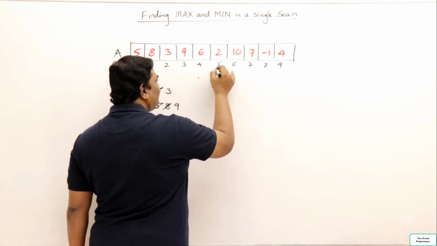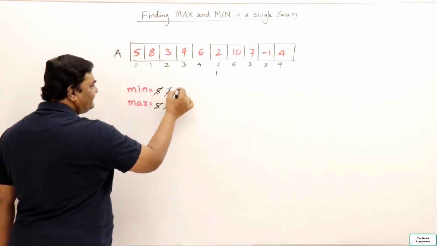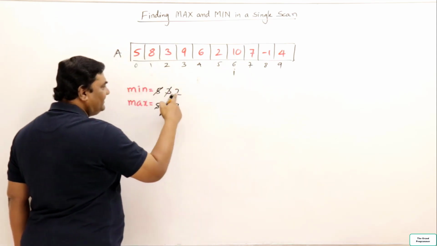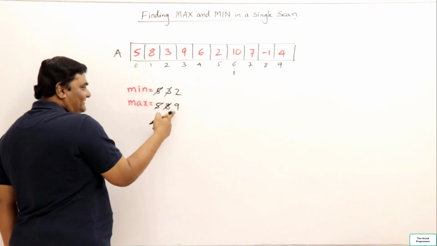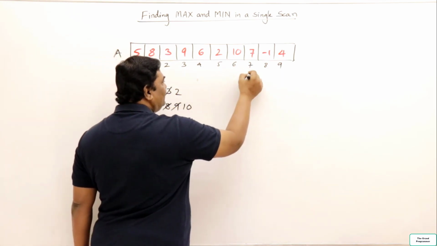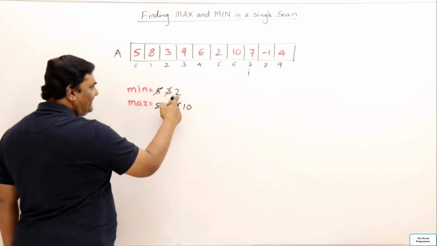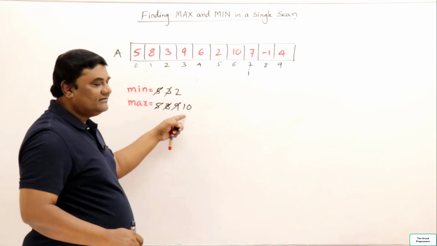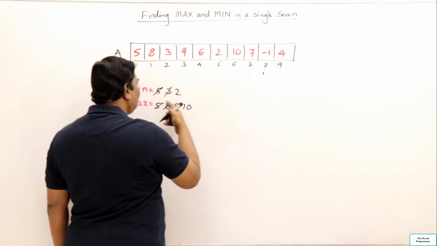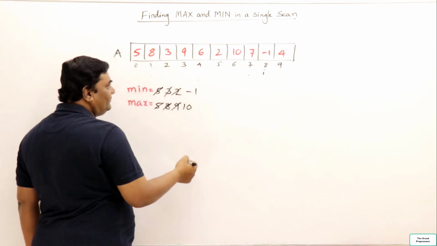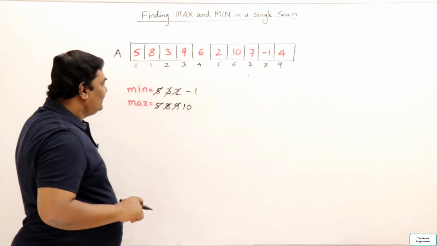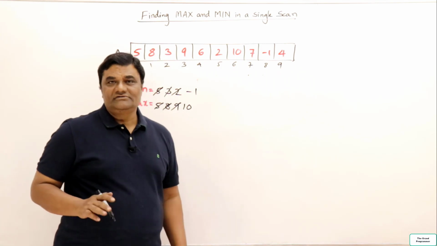Next, go to the next element. 2. Is it smaller than min? Yes. Modify it. The next element, 10. Is it smaller than min? No. Then check, is it greater than max? 10 is greater than 9. Yes. Modify it. Then 7. Is it less than min? No. Check then, is it greater than 10? No. Then go to the next element. Is it smaller than min? Yes. Minus 1. Modify min to minus 1. Then next, this one. Is it smaller than min? No. Check, is it greater than max? No.